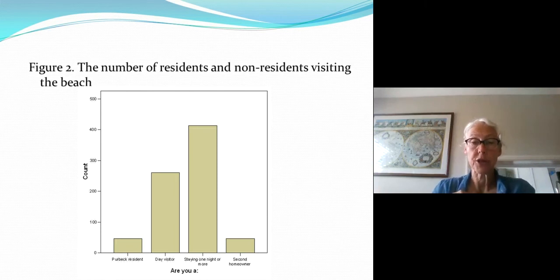So you can see straight away that the largest group is the people staying 1 night or more. Okay, so think about how you're presenting a data set. It's visually easy for people to interpret. So that's a good way of describing some of your data.